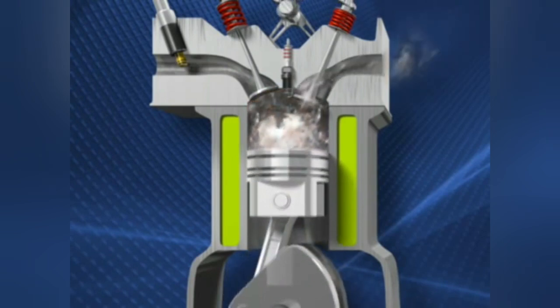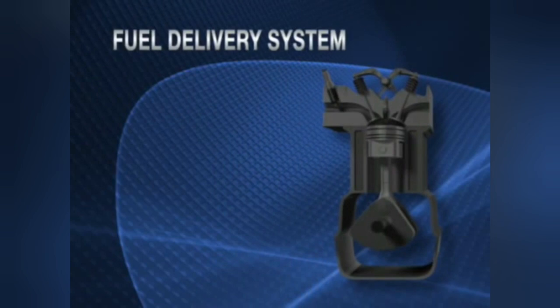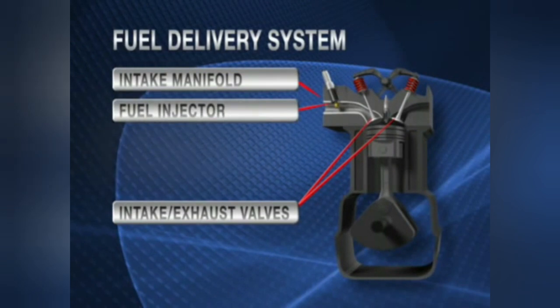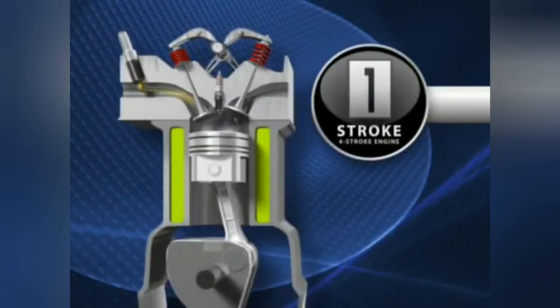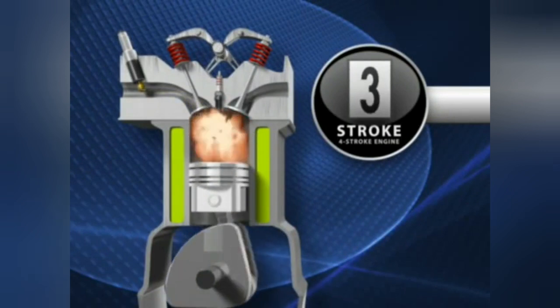This creates expansion inside the cylinder. The fuel delivery system consists of an air intake manifold, valves, intake and exhaust, a fuel injector, and a spark plug. A 4-stroke engine is called a 4-stroke because 4 up and down motions are needed to complete the cycle.